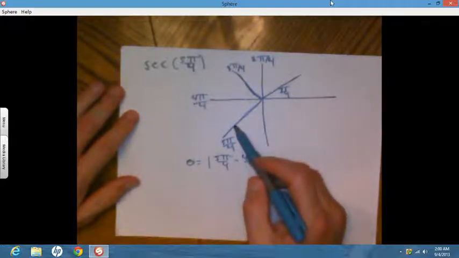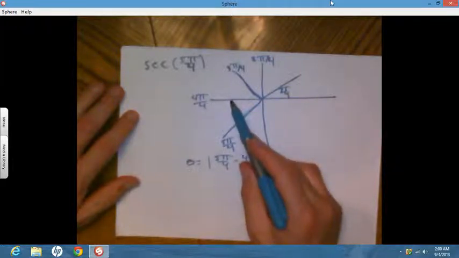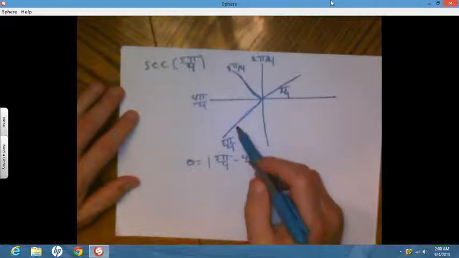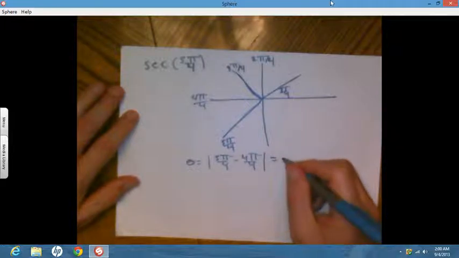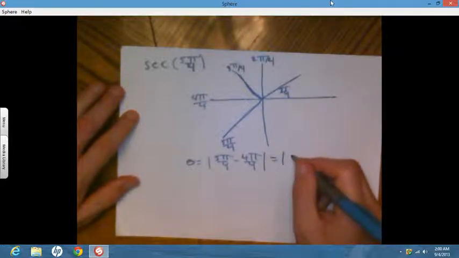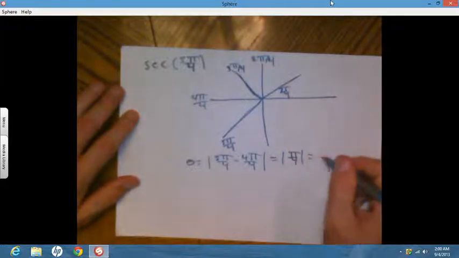Second step, find the distance between this angle and the angle for the nearest side of the x-axis, which is 5 pi over 4 minus 4 pi over 4, which is going to be equal to, again, the absolute value of pi over 4, which is just equal to pi over 4.